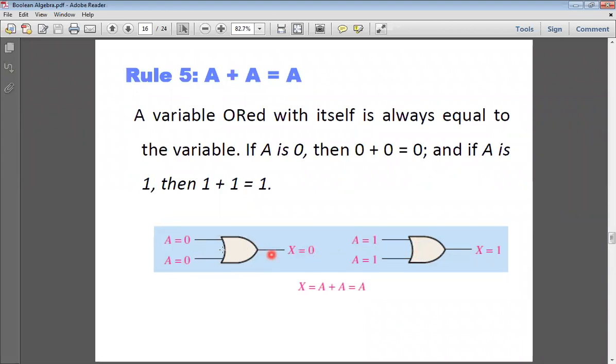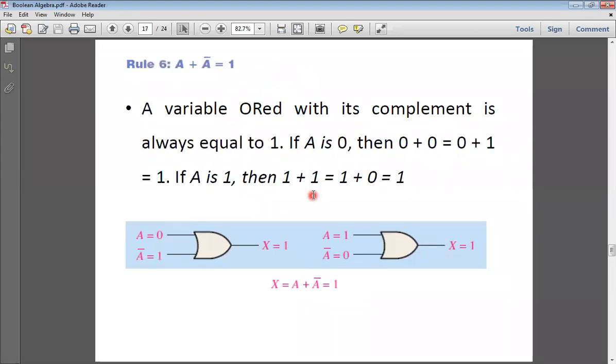What is the other possibility? We have used 0, so let's use A equal to 1. This is the only other possibility, A equal to 1. Since the second input is also A, A equals 1 here and A equals 1 here. When you OR them, what we get is 1. So the output is equal to 1 here. That is, the output simply reflects the variable A. So A plus A leaves us A.